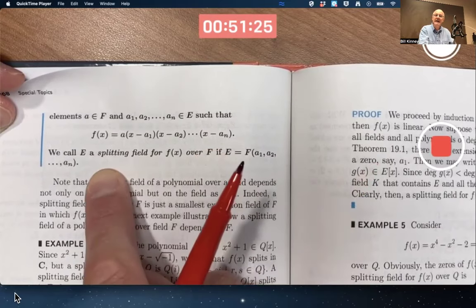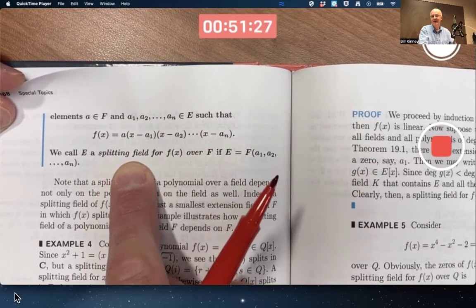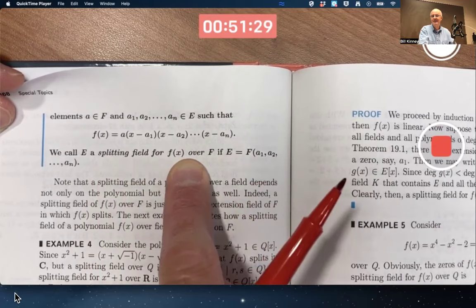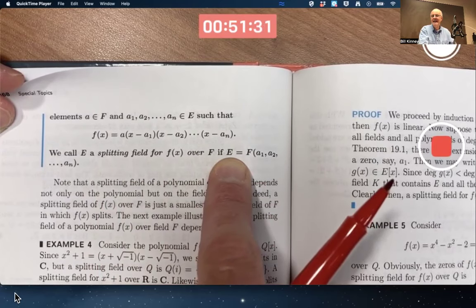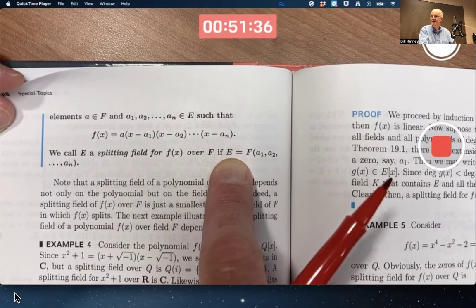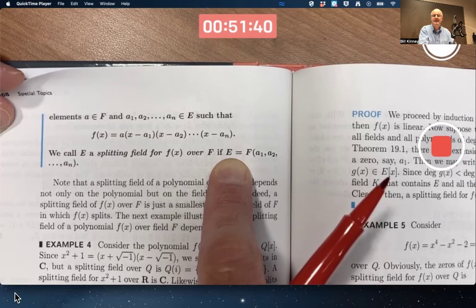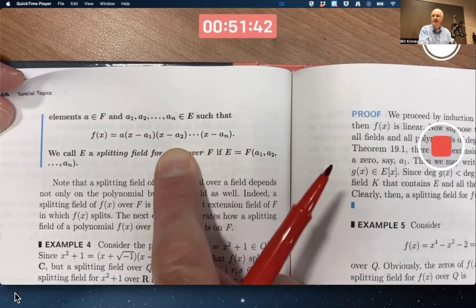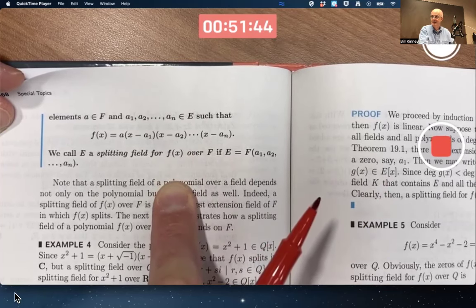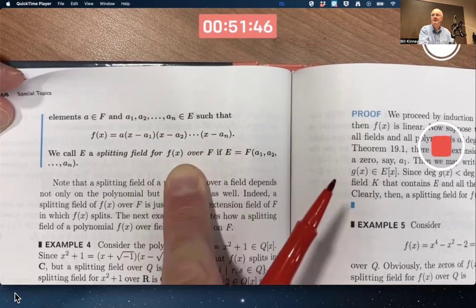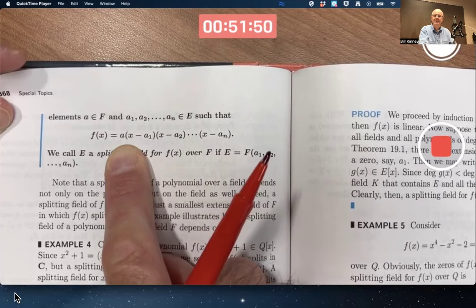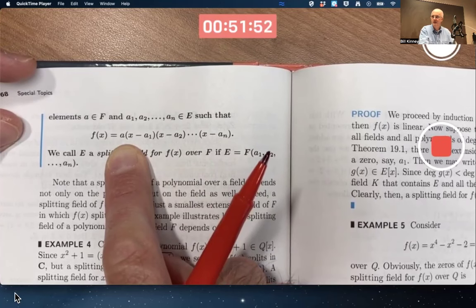And then we call E a splitting field for f of x over F, if in fact E is the smallest subfield of a bigger field that's not specified, in which f of x splits, can be completely factored as a product of linear polynomials, and possibly a leading coefficient that's not 1. Though it could be 1.